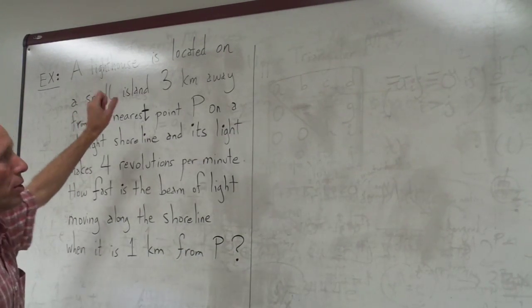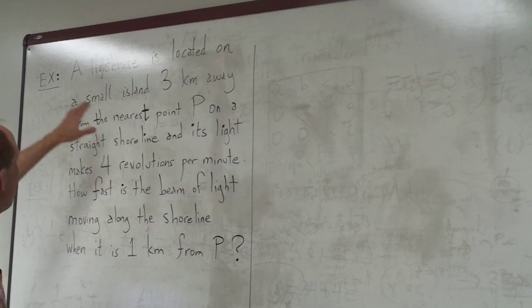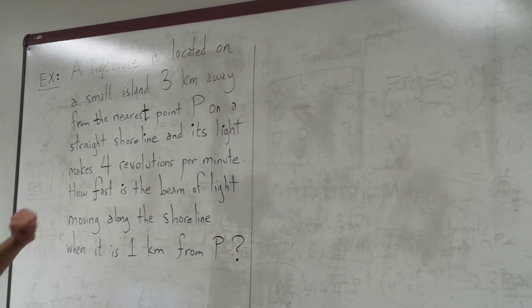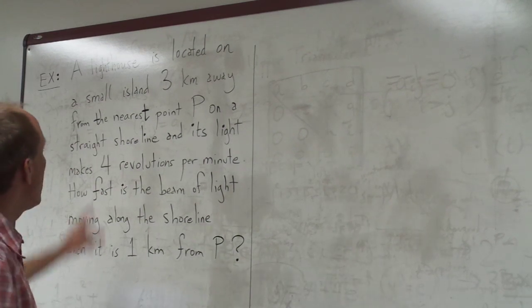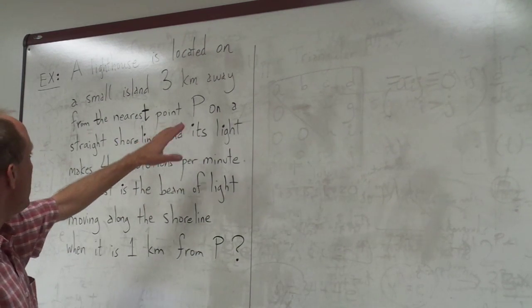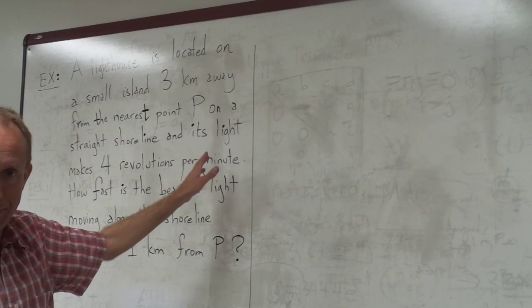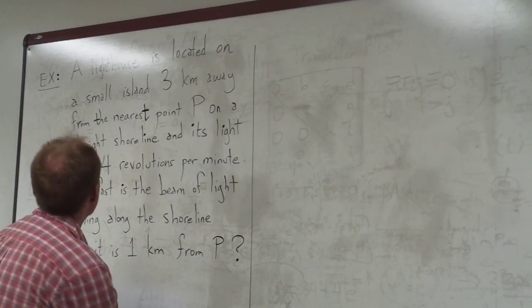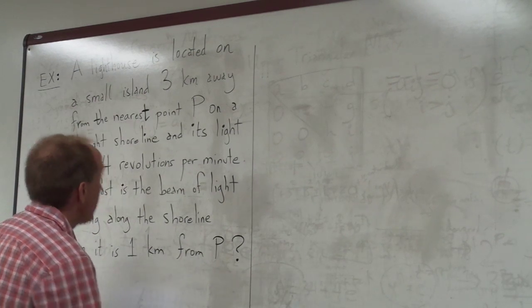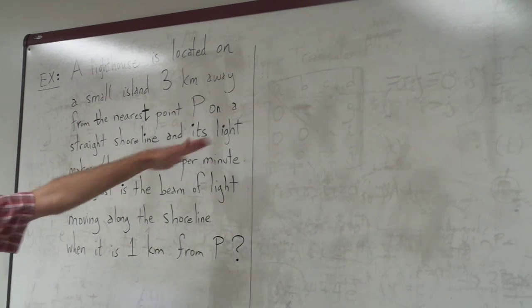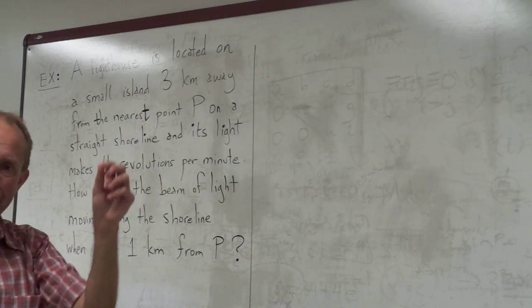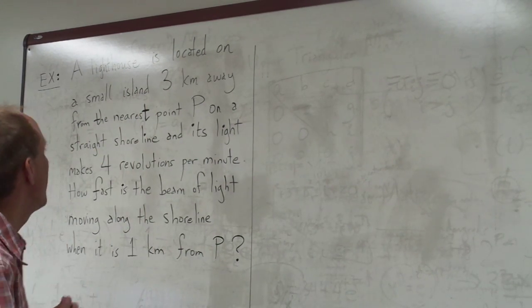It's not the cleanest board in the world either, so bear with me, but I can read this for you here. This says, a lighthouse is located on a small island 3 kilometers away from the nearest point P on a straight shoreline. Let's stop and make sure we understand what that is saying. So there's a lighthouse, and there is a straight shoreline, and 3 kilometers is the distance from the lighthouse to the closest point on that shoreline.